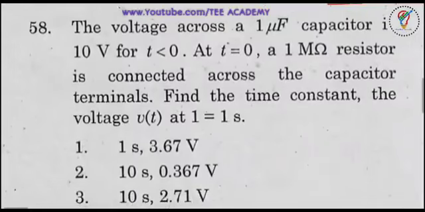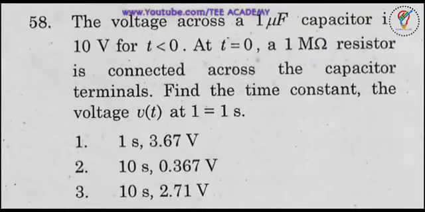These are the simple questions which you can find in almost all the competitive exams, basic questions. The voltage across a 1 microfarad capacitor is 10 volts for t less than 0. At t equal to 0, a 1 mega ohm resistor is connected across the capacitor terminals. Find the time constant. The voltage V of t is equal to, actually here there is a spelling mistake, it should be small t, at t equal to 1 second.